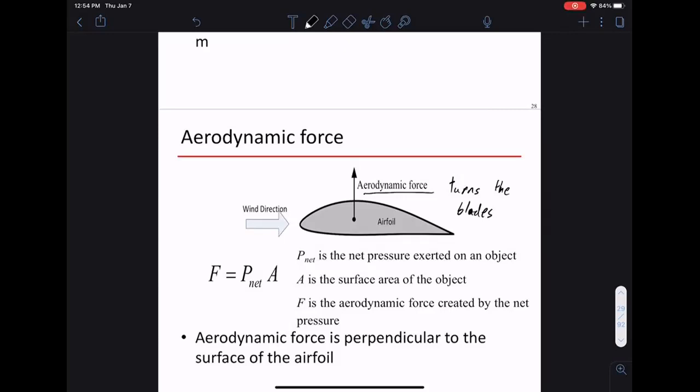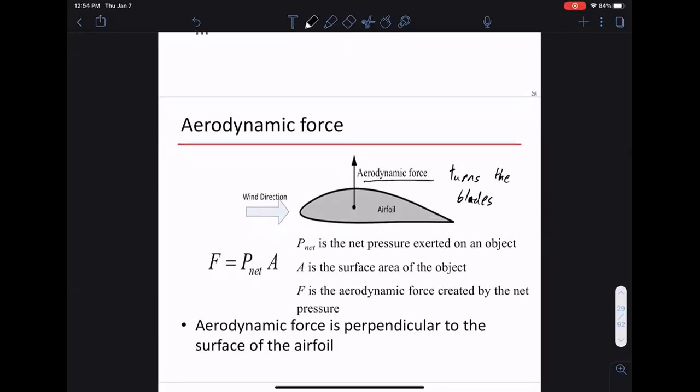You can think of the force as the net pressure on this airfoil multiplied by how large the airfoil is. That's one way to think about how this force is generated. We're going to think of the lift action as coming from a pressure, even though it's really Newton's third law. The total force acting on the airfoil is the pressure difference multiplied by the area, and that creates a turning motion on the blades.